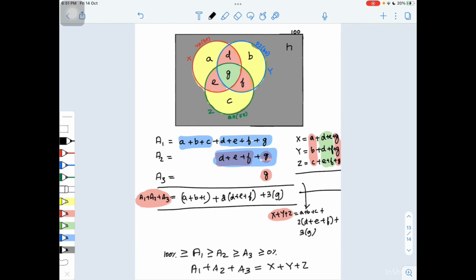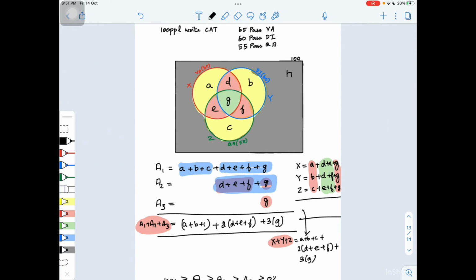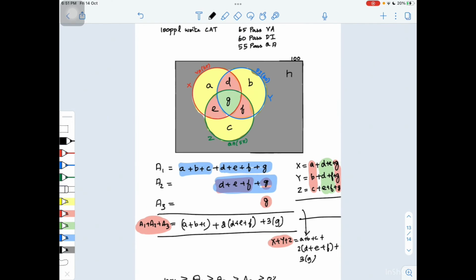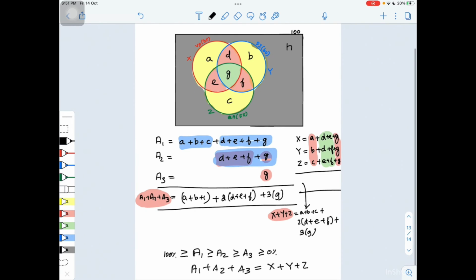Okay, we are almost there, just two more relations and we are done with this particular concept. The one more relation we can look at is, A1 can be maximum what value? 100%, but it cannot be lesser than A2. Similarly, A2 has to be lesser than A1 but definitely greater than A3. Similarly, A3 should be greater than 0% but should be lesser than A2.